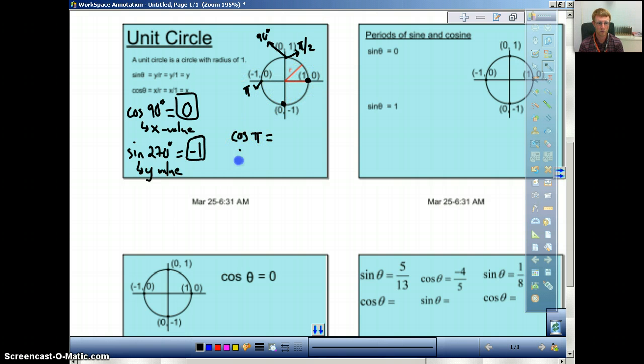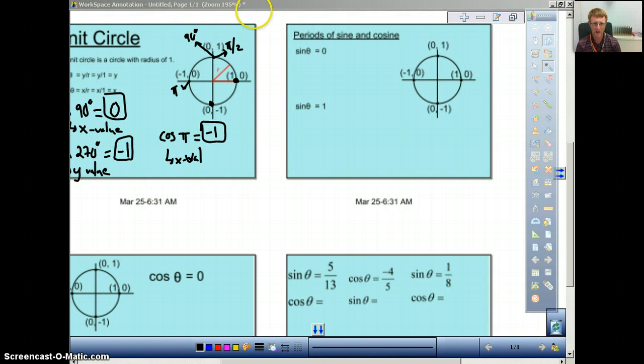So again, cosine is an x value. So what is the x value at pi? It's -1. So our answer there is -1. And that's pretty much how sines and cosines are going to work dealing with pi's and degrees and things like that. Obviously, these are easier because they're right on the axes, and that's important for us to know that. So let's go on to the next slide.